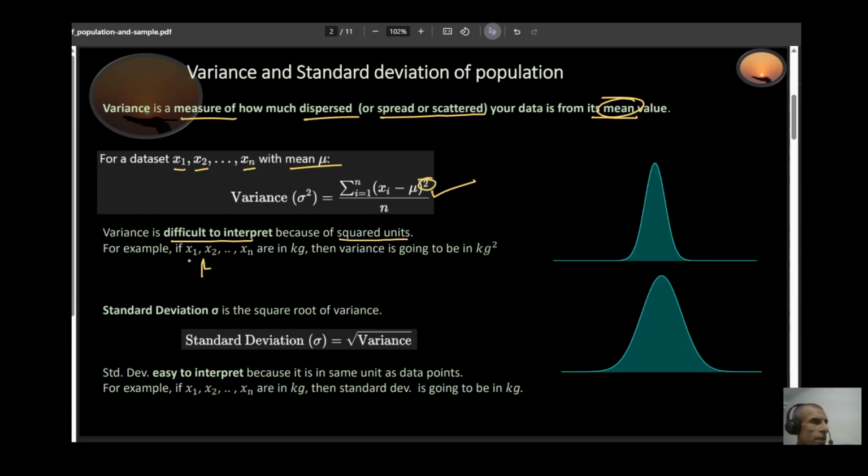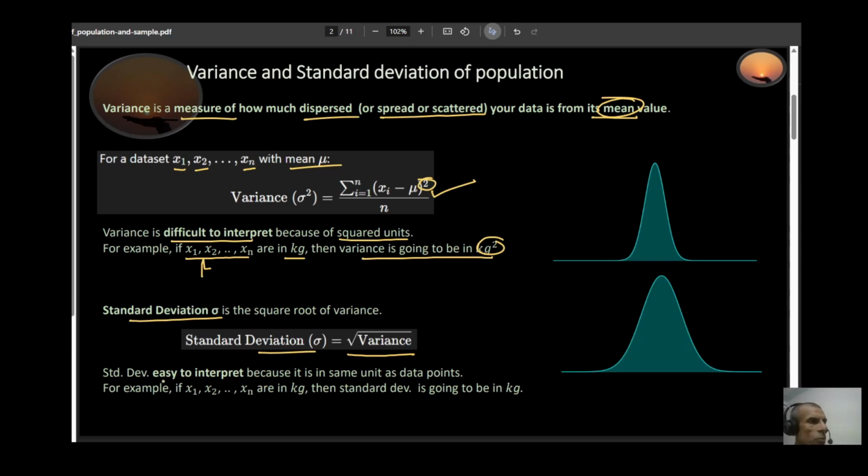And what happens is this: if x1, x2, xn, let's say they're given to you in kilogram, then your variance is going to be in kilogram square. And this square can be a little bit hard to understand. And this is where you get standard deviation. This actually helps you out. So in standard deviation, you take the square root of variance.